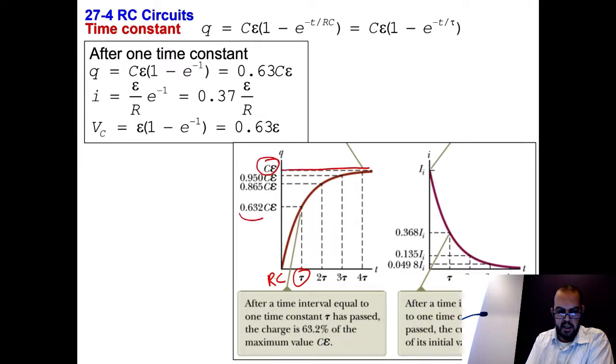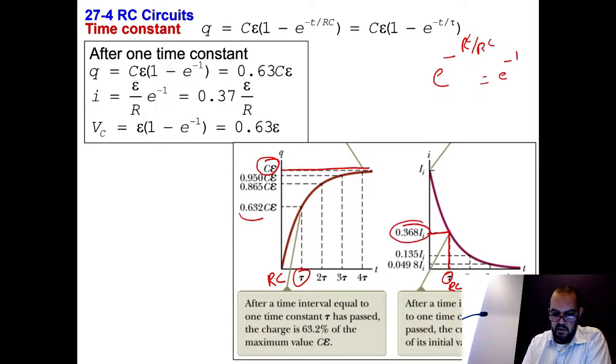And the current decays exponentially. This is t equal to RC here. So if you go here, because it's exponential, minus RC divided by RC, so this is exponential minus 1. Exponential minus 1 is 0.368. So this is the value. Obviously you might also do the same thing for 2 tau, 3 tau, 4 tau, and so on.